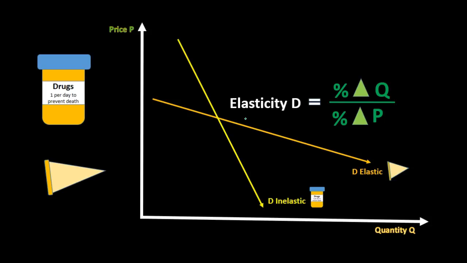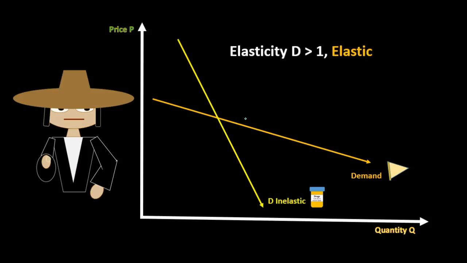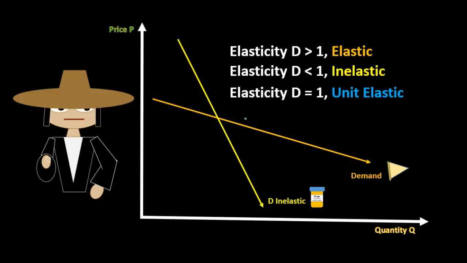That will be our formula. If that formula results in a number that is greater than 1, we're going to say it's elastic. If it results in a number that's less than 1, it's going to be inelastic. And if it results in a number that is equal to 1, it's going to be unit elastic. Now it's important to note when we do that calculation, it's always going to come out to be negative.